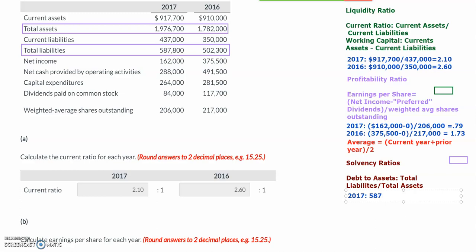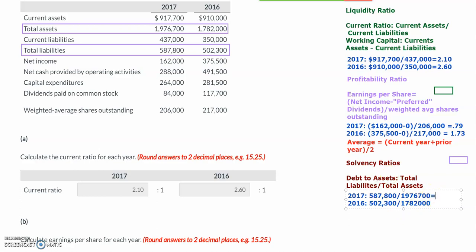So 587,800. If you're not presented with the total liabilities, you would take your current and your long-term liabilities and add them together. And you're going to divide it by your total assets. And for 2016, we're going to take 502,300, and we're going to divide that by our total assets. And you can take some time doing the math.